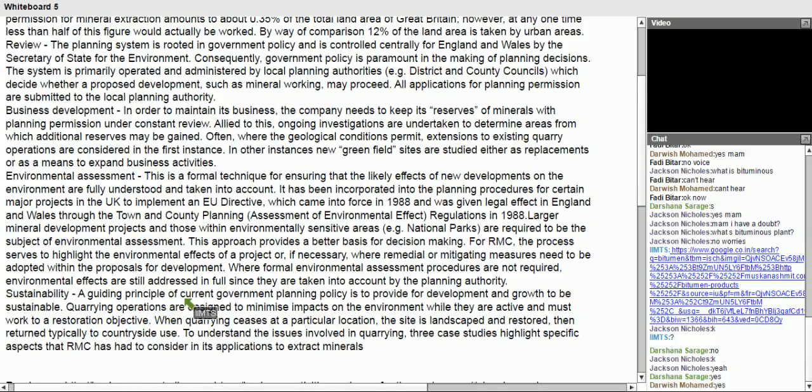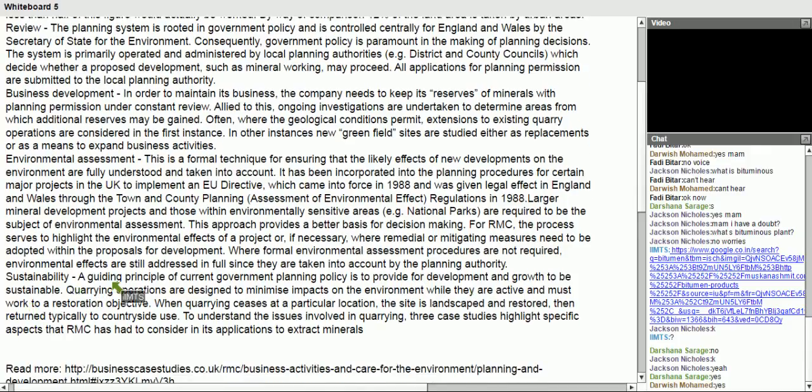Sustainability. A guiding principle of current government policy is to provide for development and growth to be sustainable. Quarrying operations are designed to minimize impacts on the environment while they are active and must work to a restoration objective. When quarrying ceases at a particular location, the site is landscaped and restored, then returned typically to countryside use.